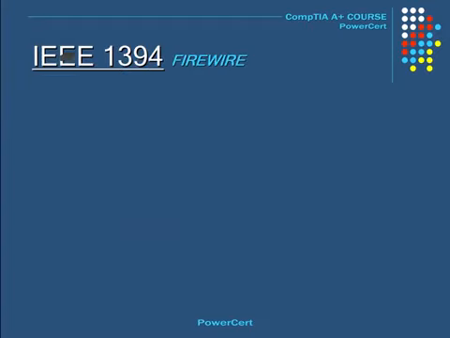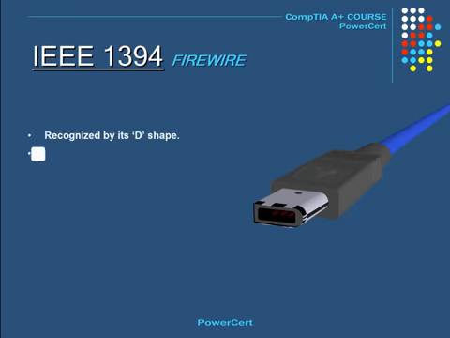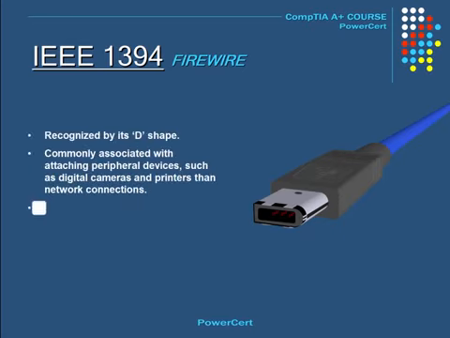This is the IEEE 1394 connector, and this is also known as FireWire. FireWire is recognized by its D shape. This type of connection is becoming more popular on desktops and laptops, and is commonly associated with attaching peripheral devices such as digital cameras and printers rather than being used as network connections. These are also found on many types of video and multimedia devices.